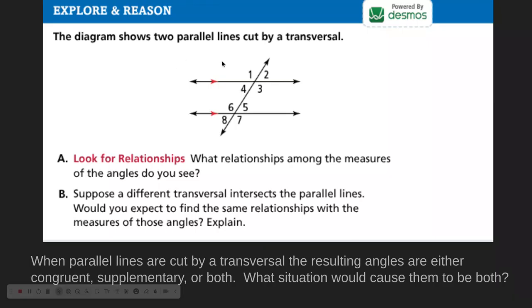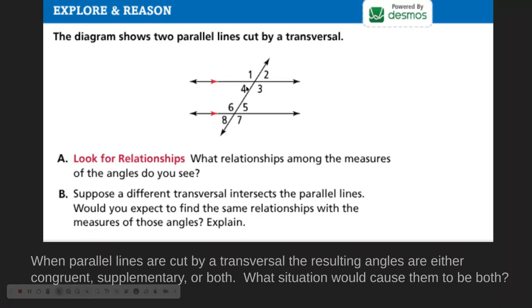So the diagram shows two parallel lines. Notice that these red arrows indicate that they're parallel. Okay, so that's a new little piece of notation. And they're cut by a transversal. A transversal is simply a line that intersects at least two other lines. Okay, so what relationships among the angle measures?